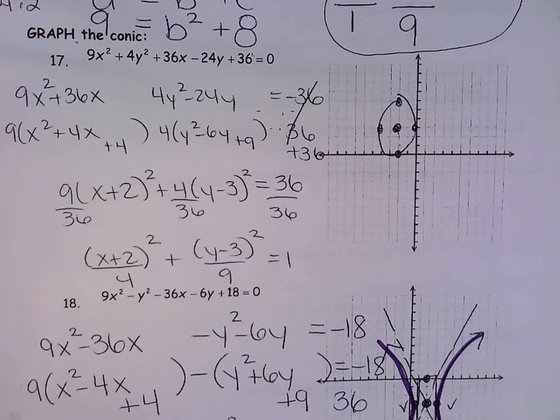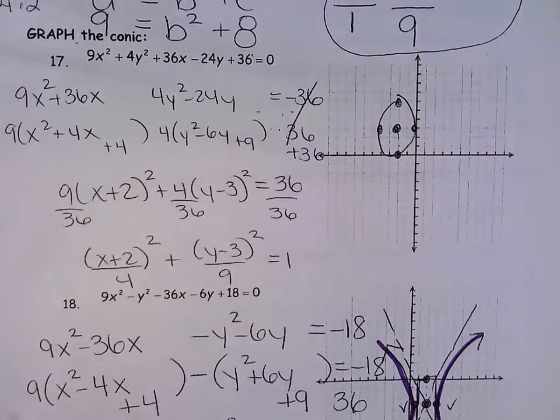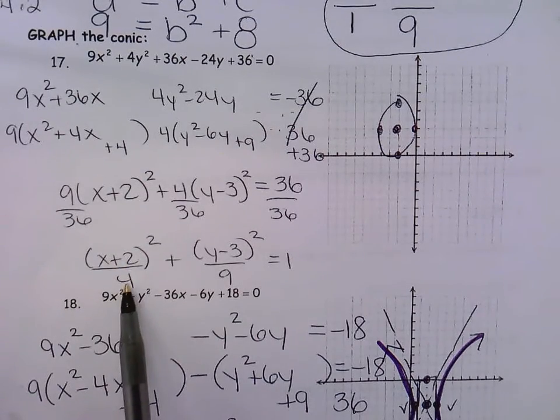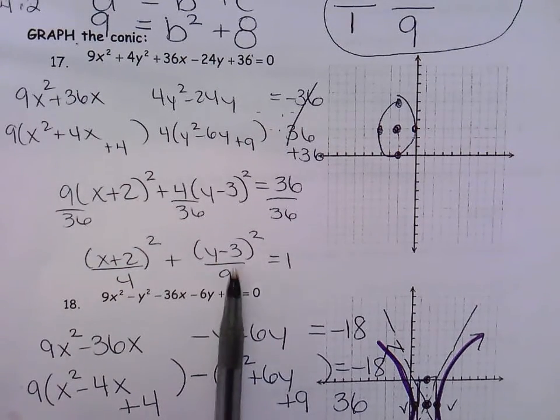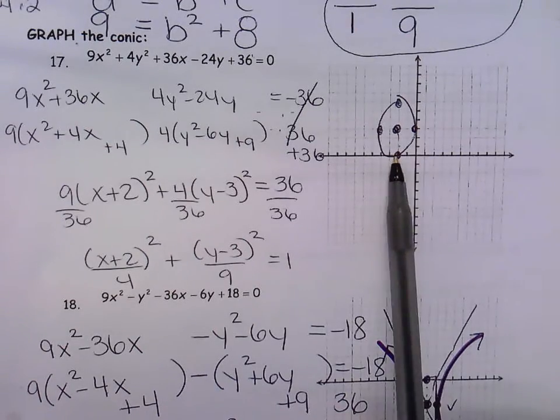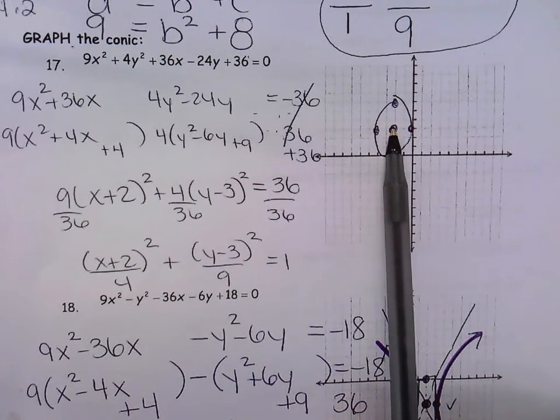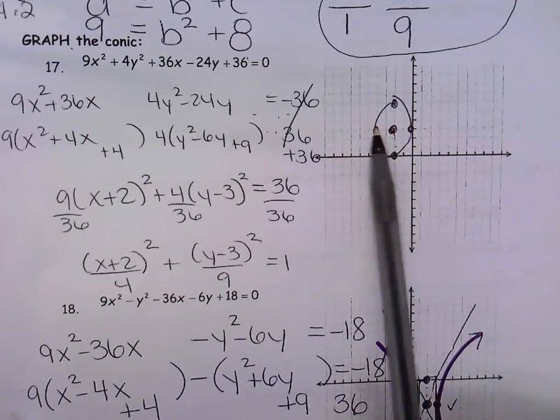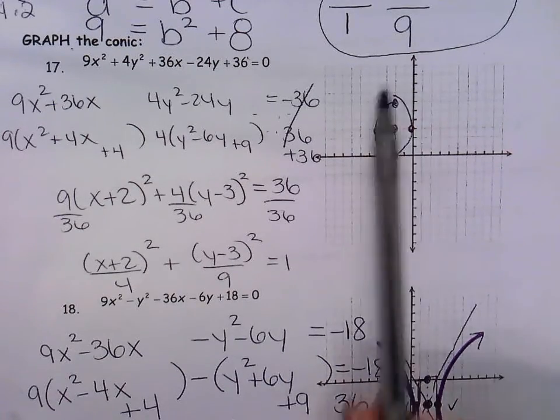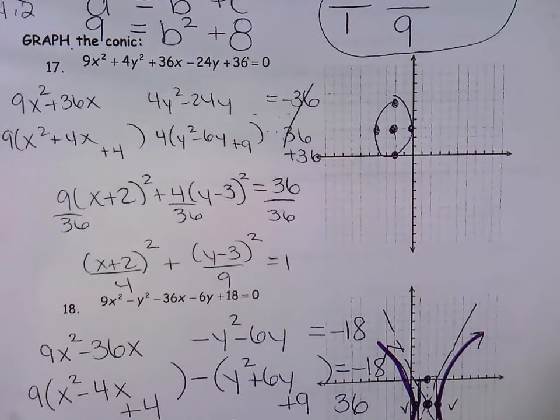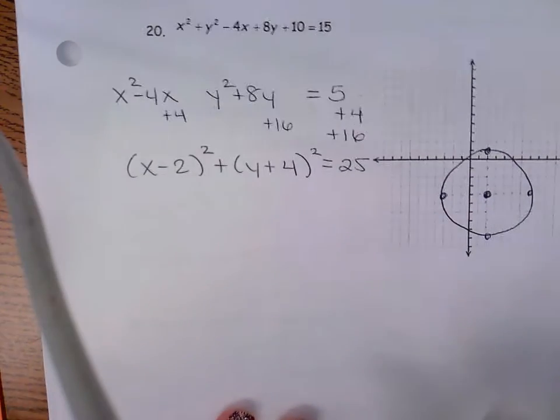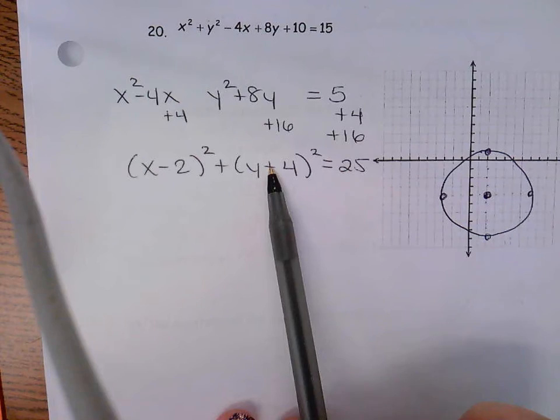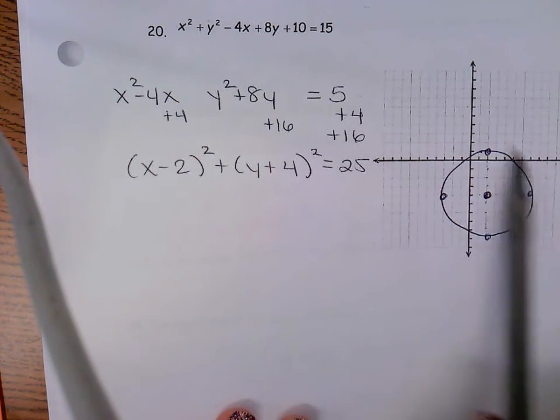Okay, so I got x plus 2 squared over 4 plus y minus 3 squared over 9 equals 1. So left 2, up 3, and it had 2 in this direction, 3 in this direction, and so it was a vertical ellipse. Does that look like what people got? If not, I can come and kind of troubleshoot at your desk maybe. And then this was my 20. So it had a center at 2, negative 4, and the radius was 5. Circle.